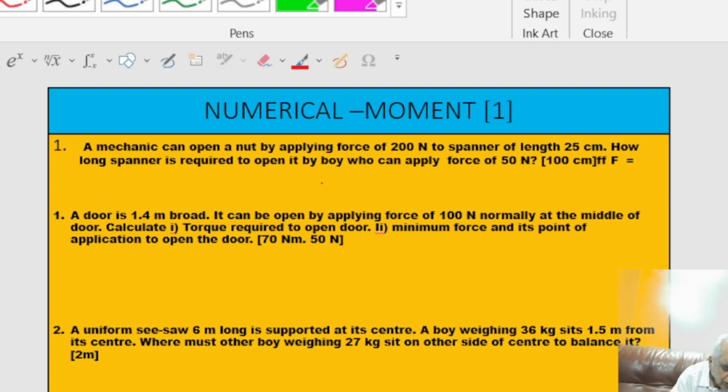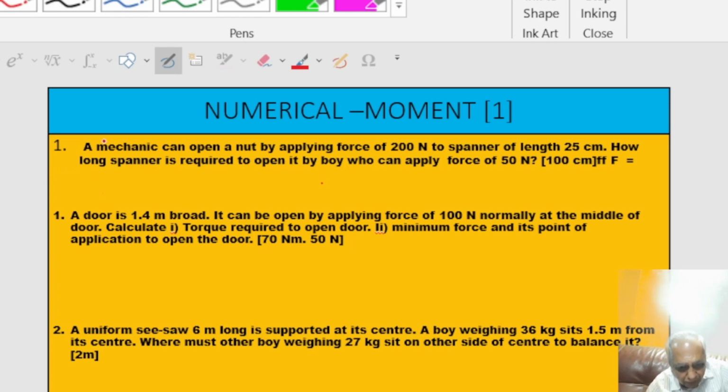So today, as discussed last time, we have to start doing the numericals of this chapter, as the theory regarding moments and forces has been completed. The first sum reads that a mechanic can open a nut by applying a force of 200 Newton. In doing any numerical, first read the sum very carefully, because certain data is given in words. Sometimes students are not able to use the data which is given in words.